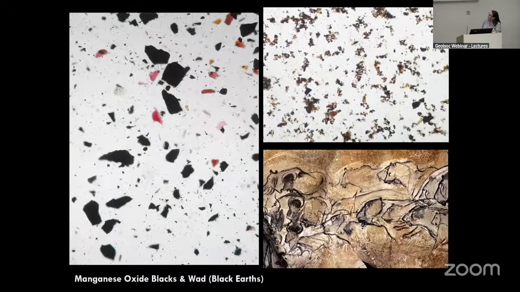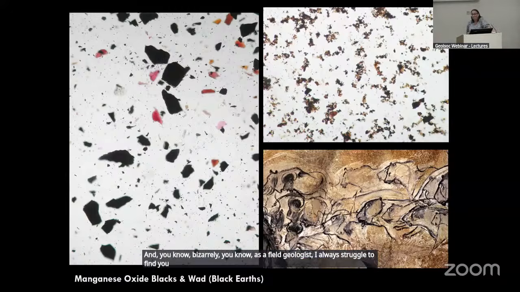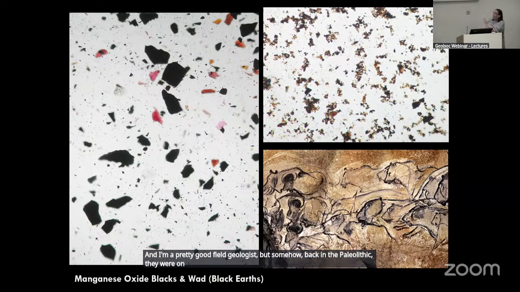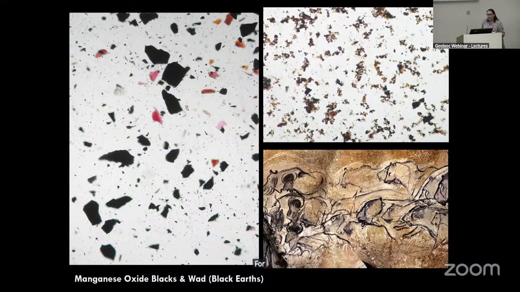And then manganese blacks, these are wads that I mentioned. Bizarrely, now as a field geologist, I would struggle to find you a wad deposit, to be honest. And I'm a pretty good field geologist. But somehow, back in the Paleolithic, they were on it, and they used it, along with soot, of course, which is the main black used in painting, for painting some of these caves in France.